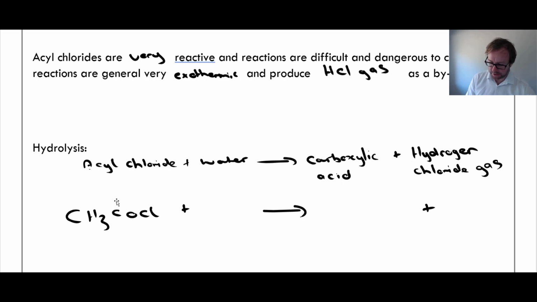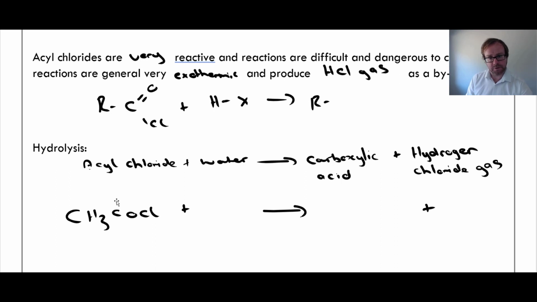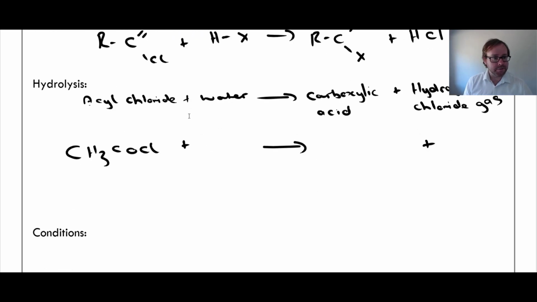Our general formula for their reactions is acyl chloride plus HX will form acyl-X plus HCl. So I can replace my Cl with X, whatever my X is, and I form this HCl gas at the end. Right, so another one for you.